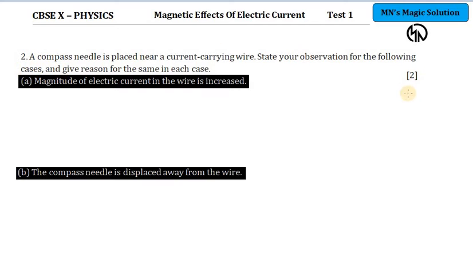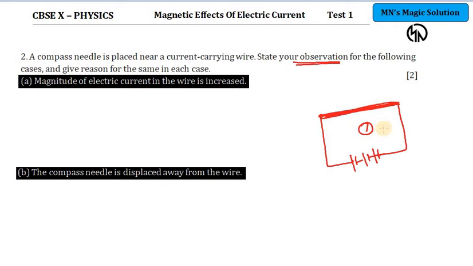Question number 2, it carries 2 marks. A compass needle is placed near a current carrying wire. Imagine there is a wire which is carrying current. It is connected to a power source, and you are keeping a compass near it. Now you have to state your observation for the following cases. First scenario: the magnitude of the electric current passed through it, I am going to increase it. If the magnitude of electric current is increased, what effect will this current carrying conductor have on the compass needle? So this is the question.